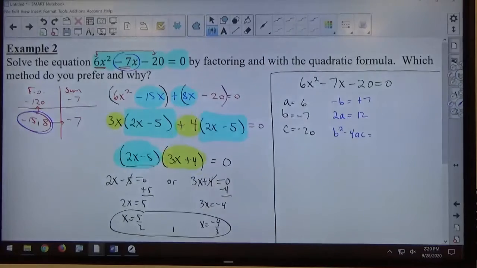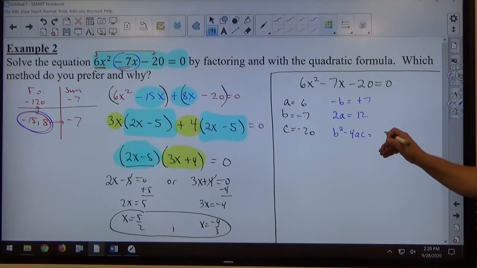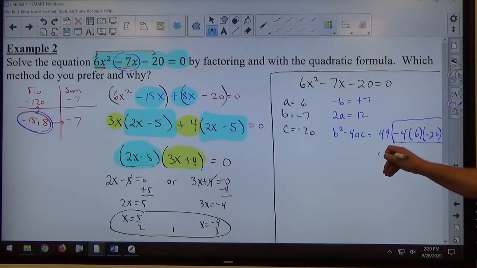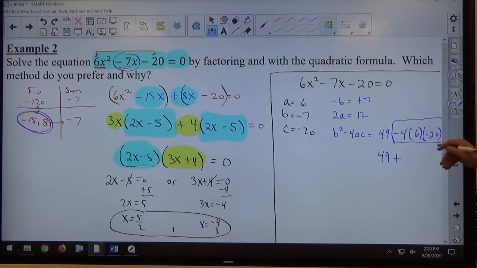B squared means square b. B is 7. 7 squared is 49. Again, b squared is always positive, never ever negative. Square it in your head and write a positive number. Then we have minus 4 times a times c. And a is positive 6, c is negative 20. Make sure you get all the signs in those boxes so you have the correct product you're looking at. Here's the product I'm looking at. So 49 is just 49. Minus minus makes plus. 4 times 6 is 24, times 20 is 480. 480 plus 49 is 529.